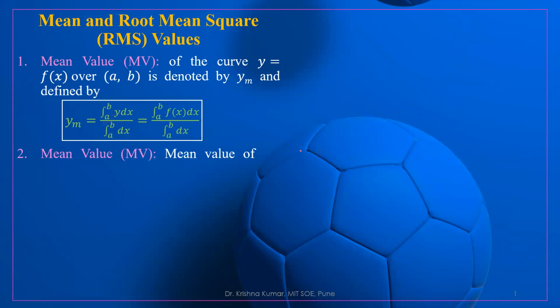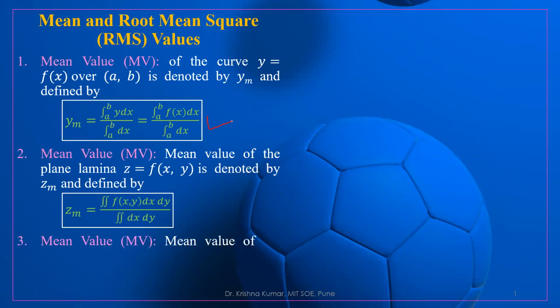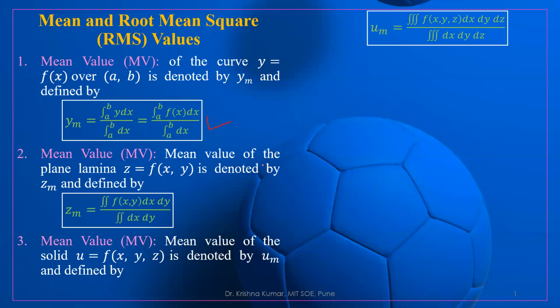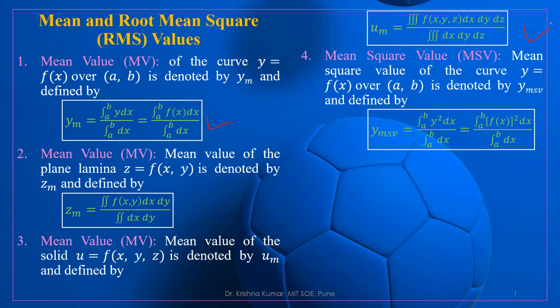Similarly, mean value of the plane lamina. This is what it is for the given curve. So how do we get the plane lamina? We use double integration. Similarly, mean value of the solid, we get triple integration. Mean square value means we have to square the values, so again we write y square, and y square is f of x whole square. So this is the mean square value.